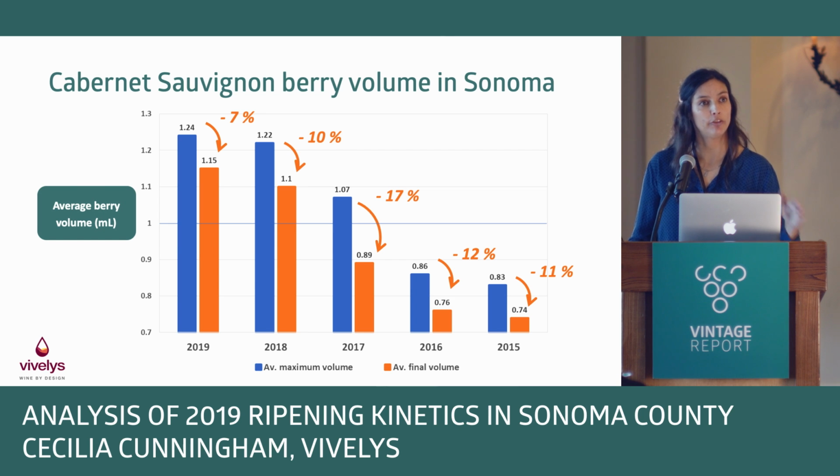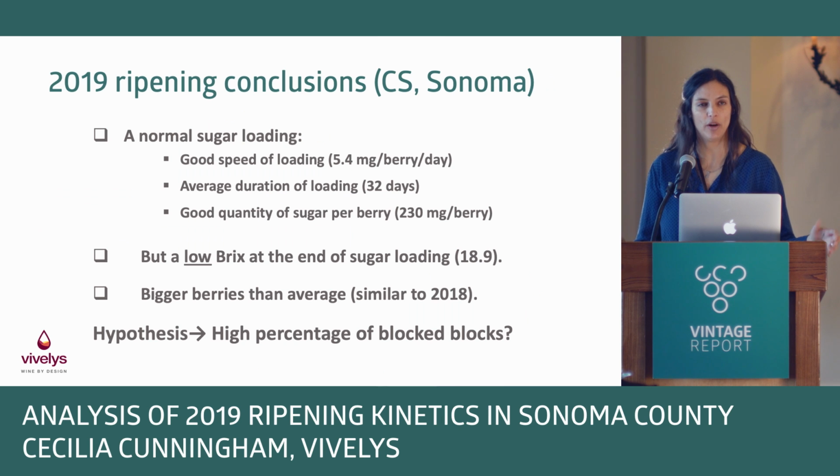The loss of volume from maximum peak until the last analysis was less than 7%, which is not that much. It's normal. It means it's a good situation. We're not, like in 2017, losing almost 20% of our volume. So really, very big berries or dilution could not explain the reason why we're seeing this Brix so low.